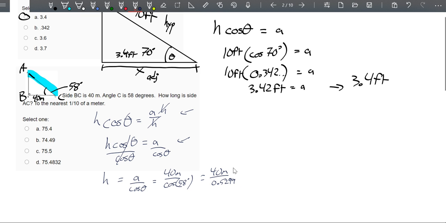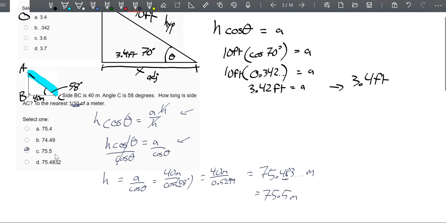And 40 divided by that is 75.483, etc. And this is in not feet, but meters, because there is nothing for this meters to cancel with, so it sticks around. And this wants the nearest tenth of a meter, so that's one decimal point, which is 75.48, rounds up to 75.5. So we would choose C.